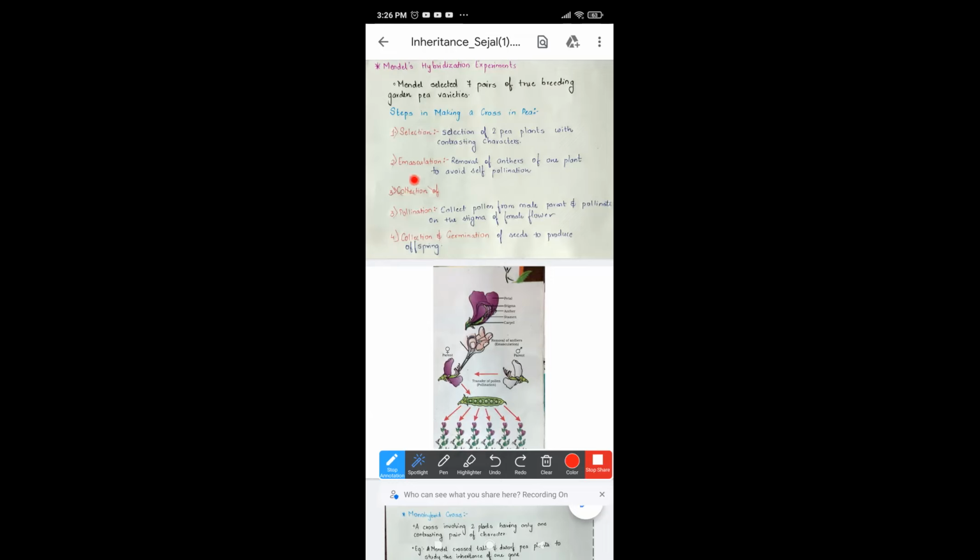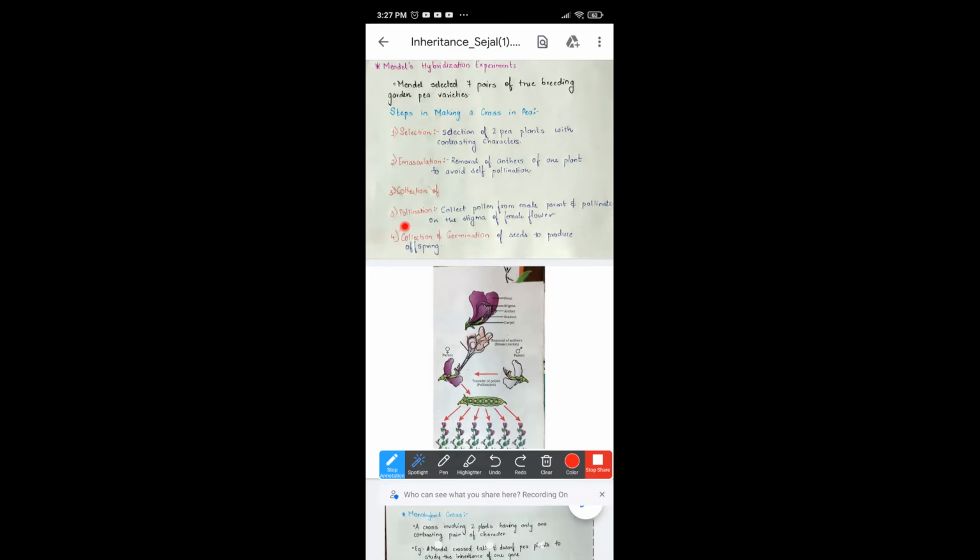Emasculation. Emasculation is a technique of removal of anthers of a bisexual plant to avoid self-pollination. A bisexual plant contains both anther and stamen, and carpel and pistil too. So emasculation is the technique of removing this stamen to avoid self-pollination. Here in the given diagram, it is shown how emasculation is done.